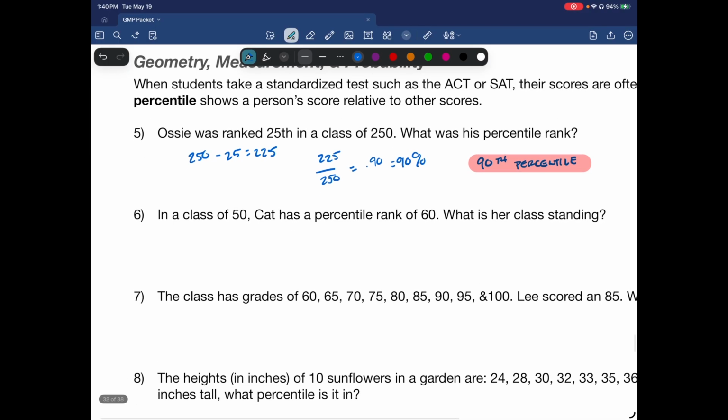All right, in a class of 50, Kat has a percentile rank of 60. Where is her class standing? So in number 6, we're going in the opposite direction of Ozzy on number 5. With Ozzy, we knew where he ranked, and we were trying to find the percentile. Now we have the percentile, and we're trying to find the class rank.